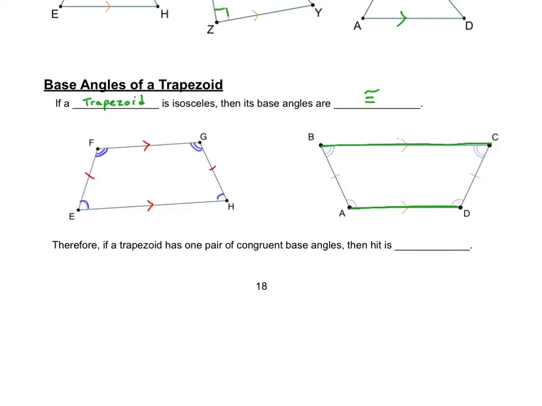And of course, the same applies. Our legs in an isosceles trapezoid would be congruent. Our bases would be parallel, and then my base angles would also be congruent. So there you go. Your base angles B and C are congruent, and A and D are congruent.